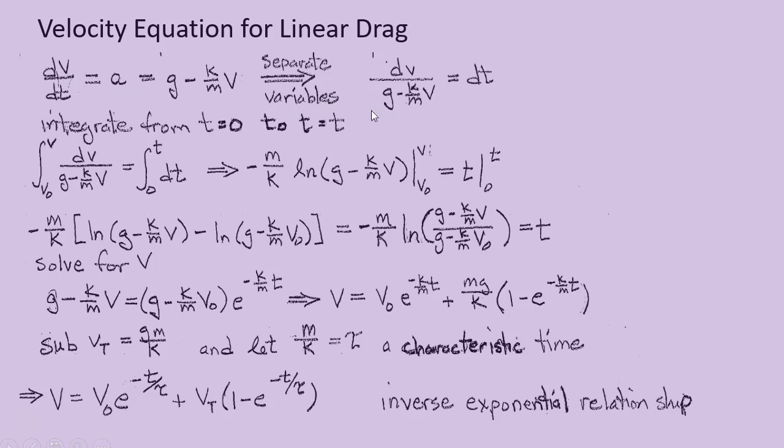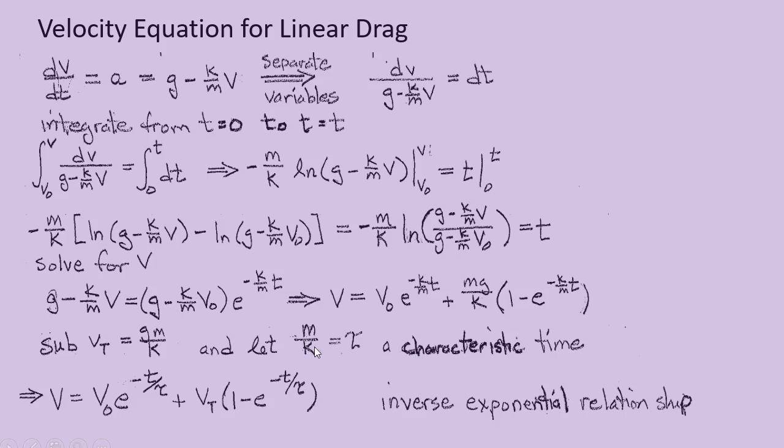So we separate variables, we set up our integration from t equals 0 to t. We get this expression after we solve our integrals. We now need to algebraically rearrange this to solve for velocity, and we're left with this expression. Notice that this ratio, k divided by m, the proportionality constant divided by mass, pops up in both of these natural exponents. And so we give that the symbol tau, and it's just known as a characteristic time.